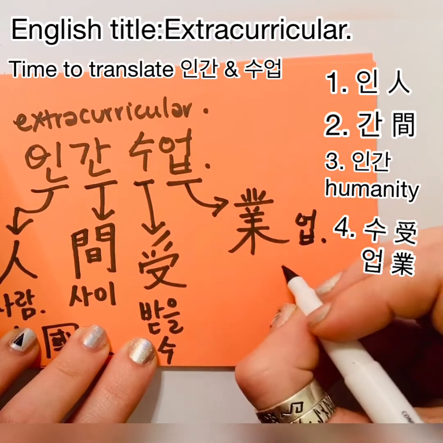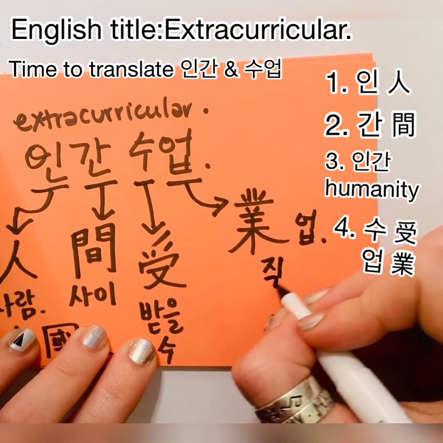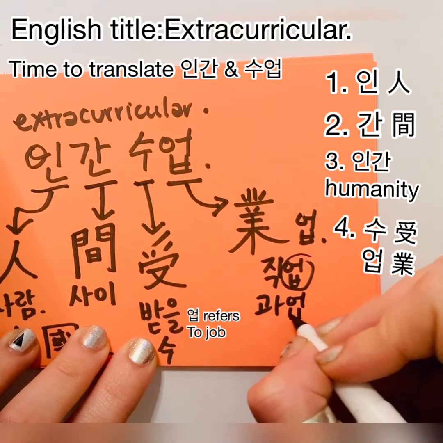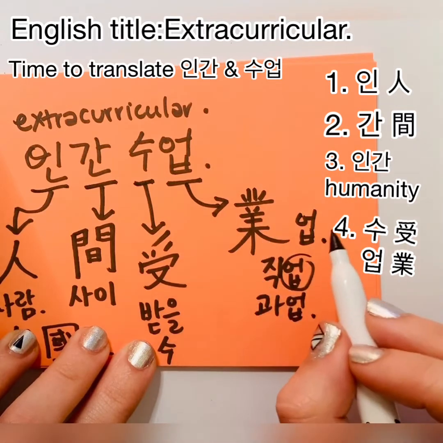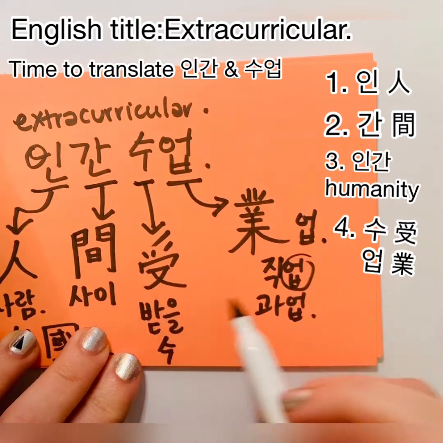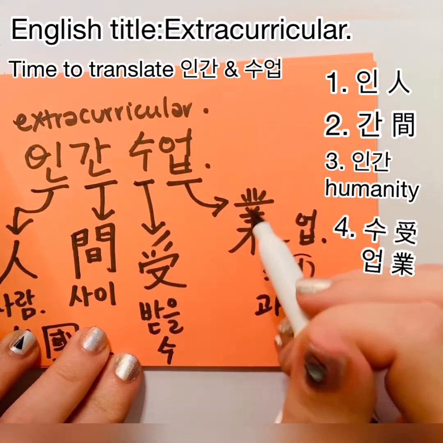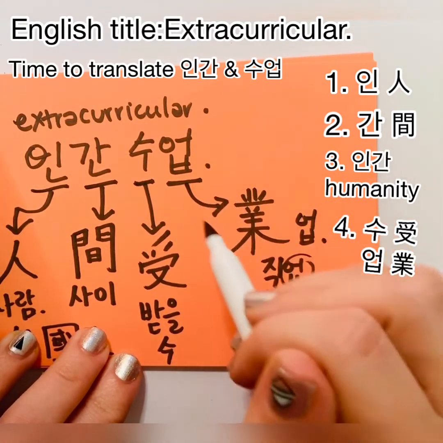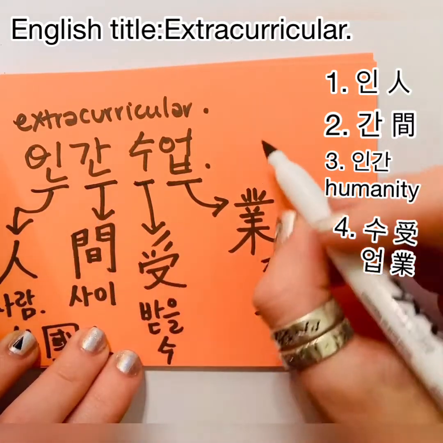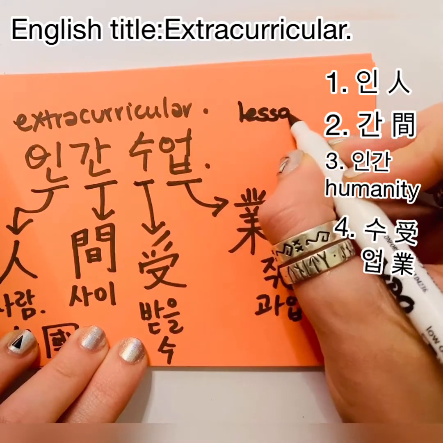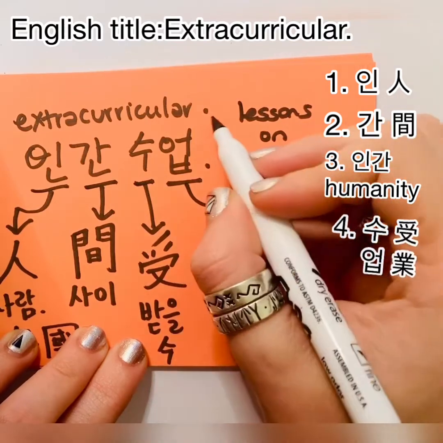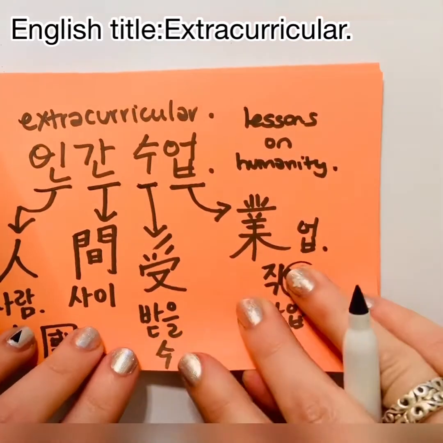And the meaning. Same meaning as in 직, up, 과, up. Kind of like your job. So like you're receiving this kind of education. That's a class. You're receiving all of this information. It's your job to learn. 수업. And then 인간, meaning humanity or people. So I like to translate this as lessons on humanity. Completely different from extracurricular, right? I think it's really interesting.